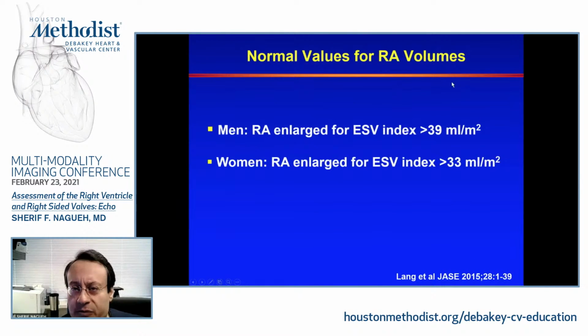How about RA volumes? We tend to measure RA volumes more than RA dimensions, and these give a better reflection of the right atrium, as you imagine, than a single dimension. Unlike the LA, where you have biplane, you only have the apical four-chamber view to rely upon. By 2D, the upper limit of normal for the RA end-systolic volume index is 39 milliliters per meter squared. For women, it is 33 milliliters per meter squared. Important to remember these values and consider them when you write your conclusion about RA size in the report.